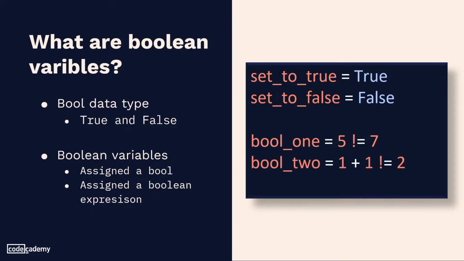Then we have bool2. This is assigned the Boolean expression 1 plus 1 is not equal to 2. Bool2 will contain the value of false, since 1 plus 1 is equal to 2. Finally, we have bool3 is equal to 3 times 3 double equals 9. The Boolean expression will return true, since 3 times 3 is equal to 9, and the result is stored in bool3. Alright, now that we've covered the basics of Boolean variables, let's go through the instructions for this exercise.